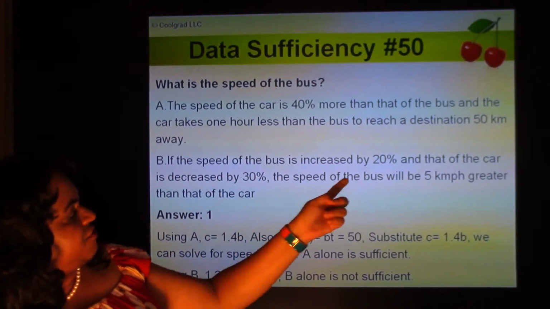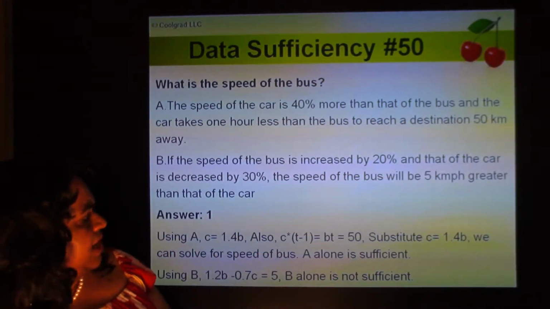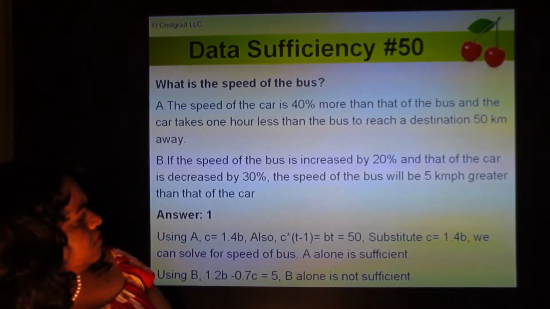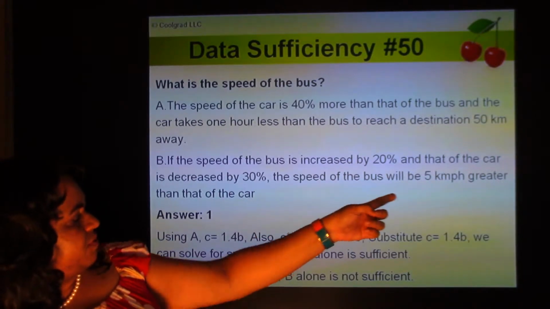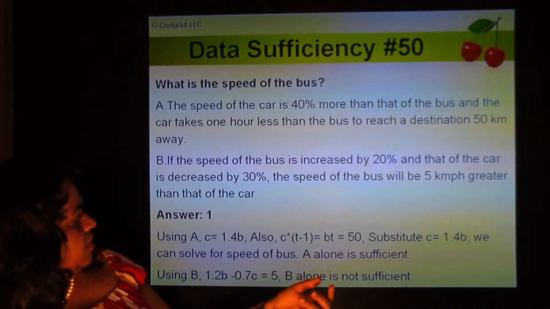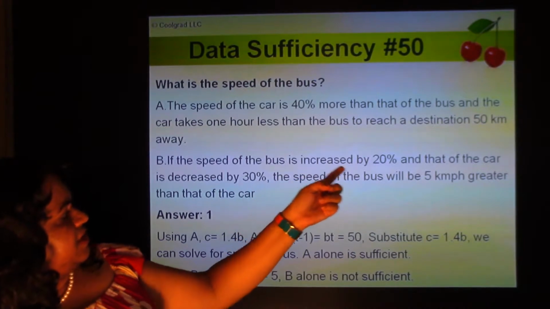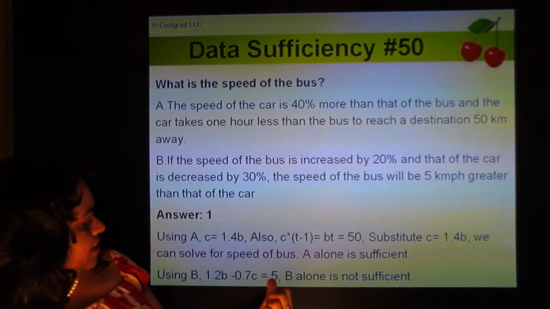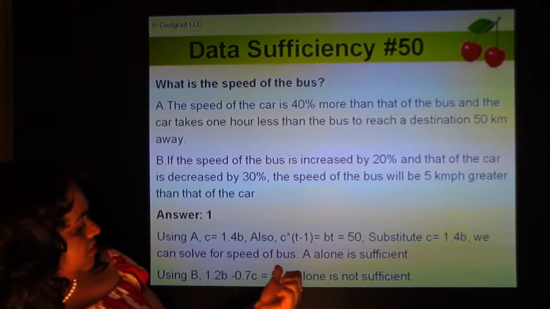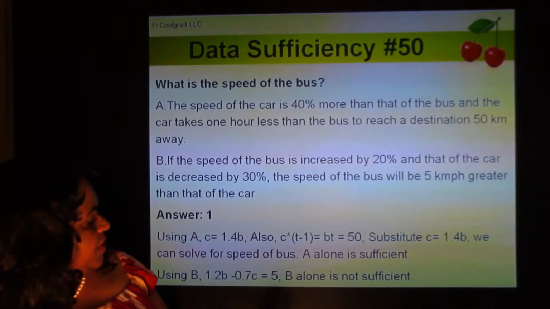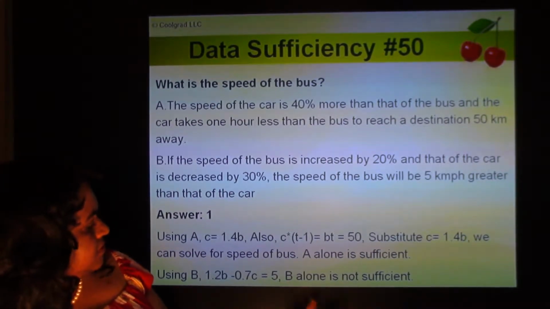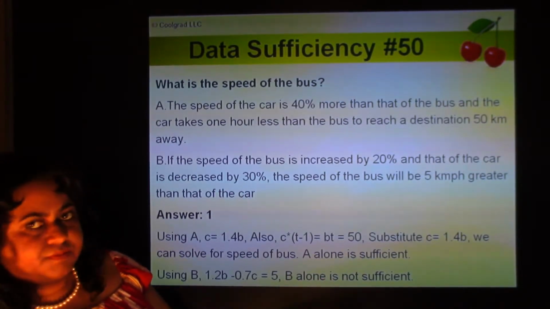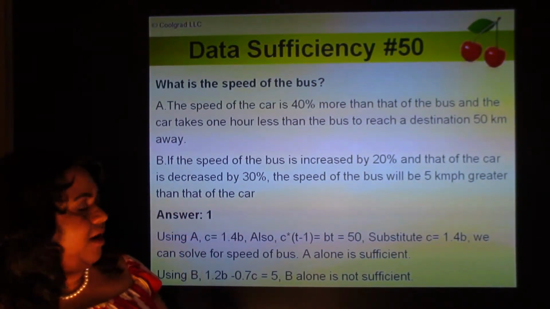If the speed of the bus is increased by 20% and that of the car is decreased by 30%, the speed of the bus will be 5 kilometers per hour greater than that of the car. So speed of the bus increased by 20%, so 1.2b. Car is 30% less, 0.7c. Then the difference will be 5 kilometers per hour. So using this alone, it's not sufficient, but A alone is sufficient. So we pick option 1.